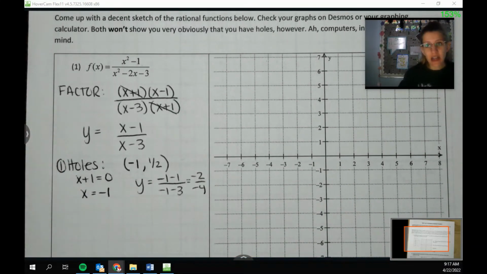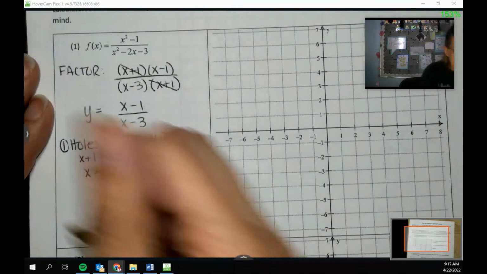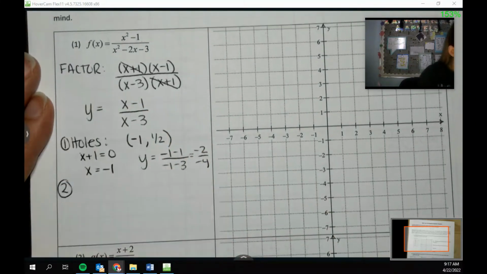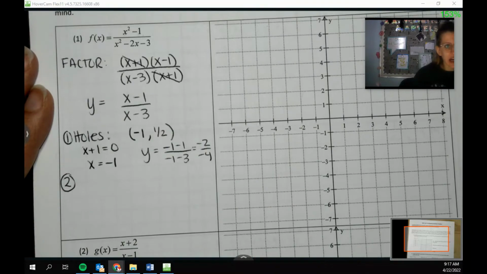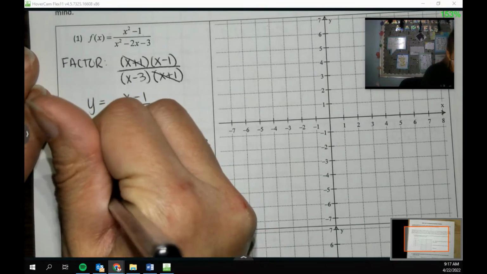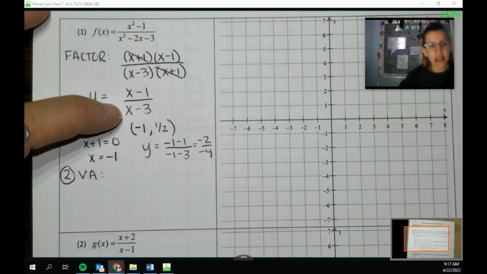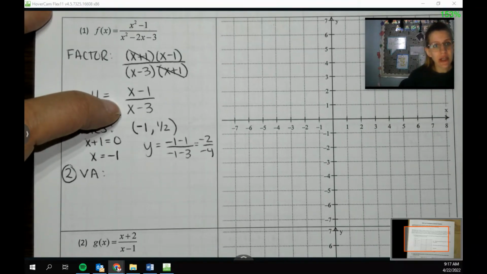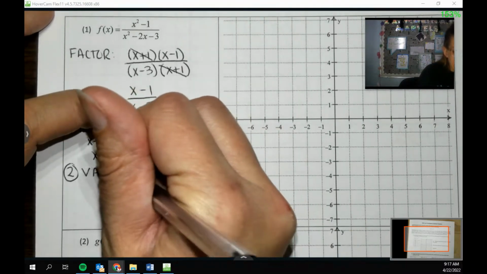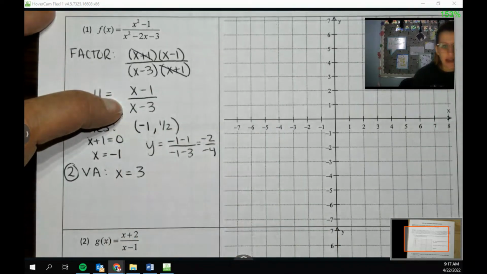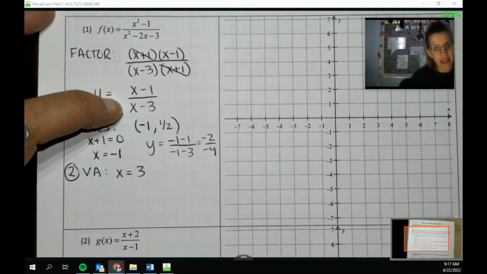I'm going to find all this stuff and I'm going to plot points at the end. I might graph my asymptotes as we go because those can be helpful, but I'm going to plot points at the end. So second thing we want to do is find our vertical asymptotes. So vertical asymptotes are what happens in the denominator, like what's left. So I have a vertical asymptote at x equals 3, because whatever's with x is always opposite.